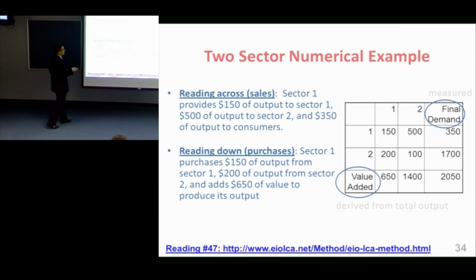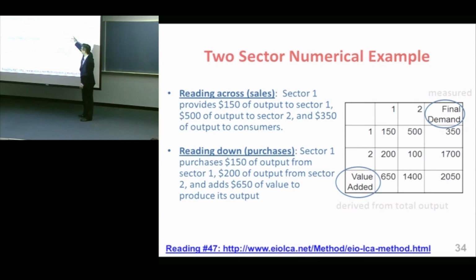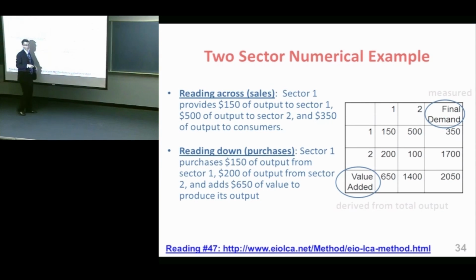And when you're reading across this table, what you're looking at are sales. So this is sales of goods from service sector 1 into sector 1. Here we've got $500, let's say, of sales from sector 1 into sector 2. When you're reading down, you're looking at purchases. Okay, so here we're looking at purchases from sector 1 into sector 1, from sector 1 into sector 2.